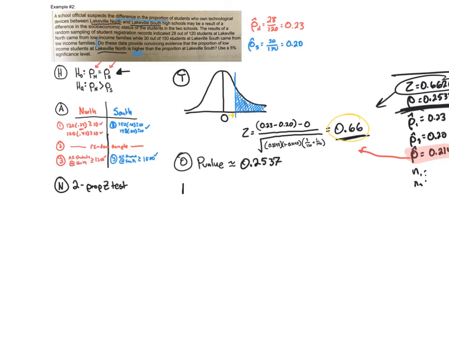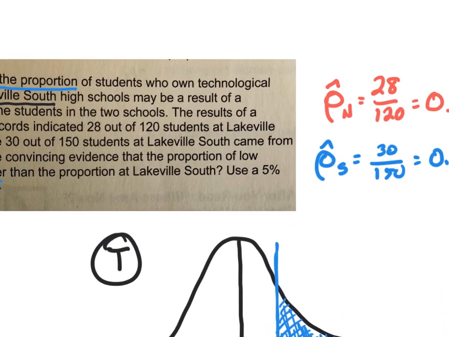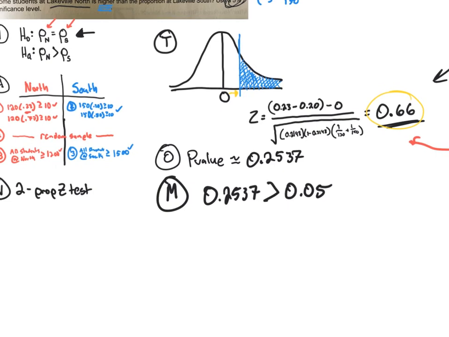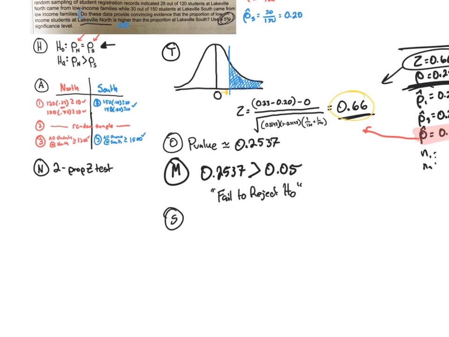All right, let's make a decision. Since 0.2537 is greater than 0.05, remember that was the alpha level that they're asking us to use. Since it's greater than that, what do we do? This is the same thing we were doing last chapter. Fail to reject the null hypothesis. And then the summary, it always sounds like this.